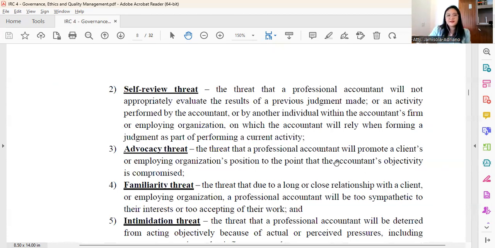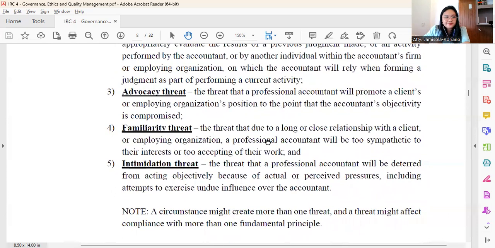So that is a self-review threat because we have this inherent bias that if we are the one who made this report, we would say that this report is correct. So if you are the one auditing your own work, you might not be able to discover errors because you are the one who made the report in the first place. That is a self-review threat. That is very basic. If you are the one preparing the report, you are not allowed to audit the report.